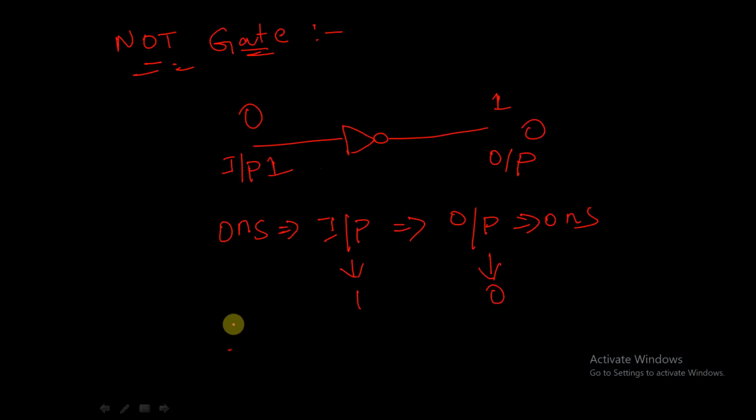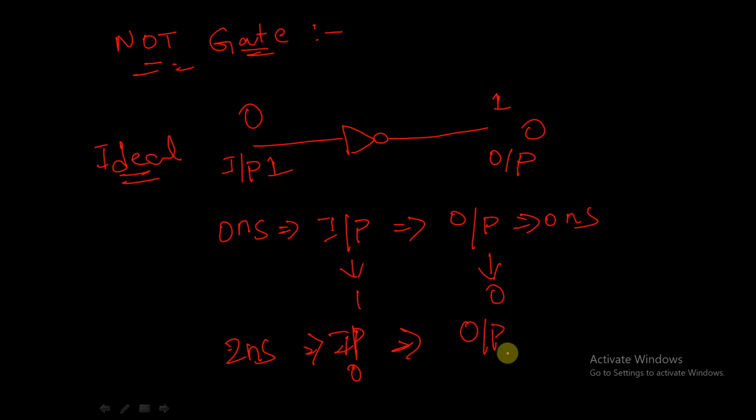So if we apply input at 2 nanoseconds, I am speaking about the ideal case first. So at 2 nanoseconds, if we apply the input, let's say our input is 0, then at the output at 2 nanoseconds only, we are getting the output as 1. So this is the ideal case that we have learned so far in digital circuits.